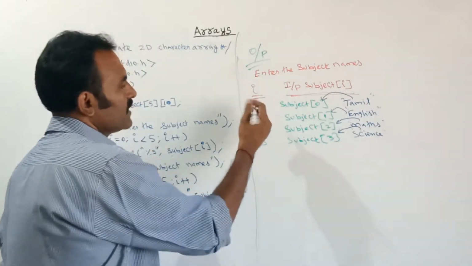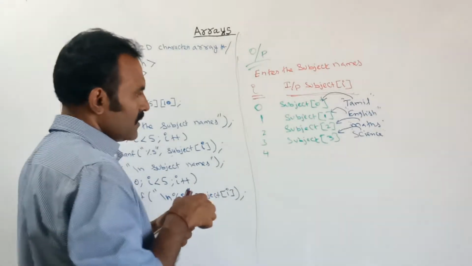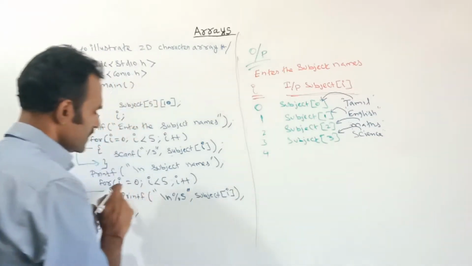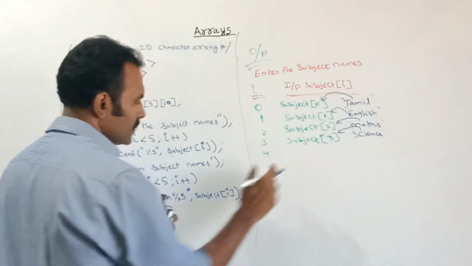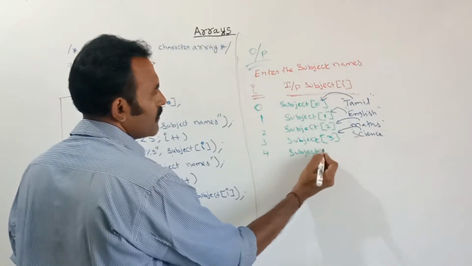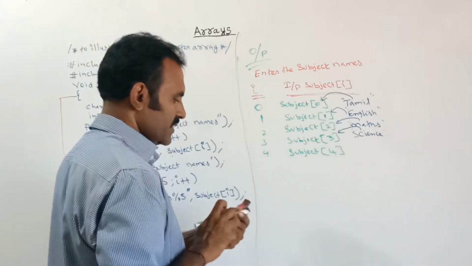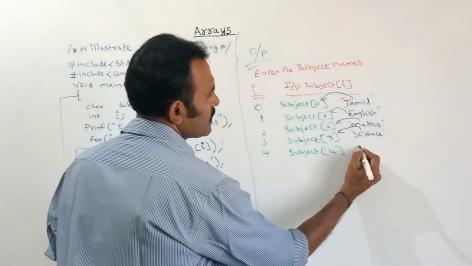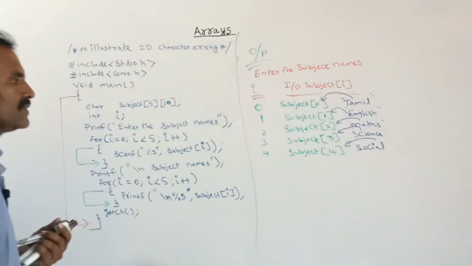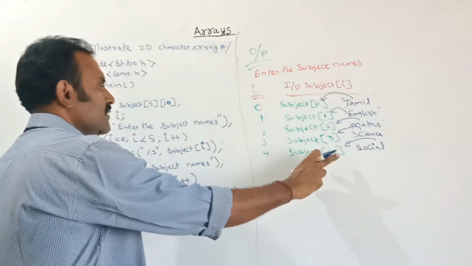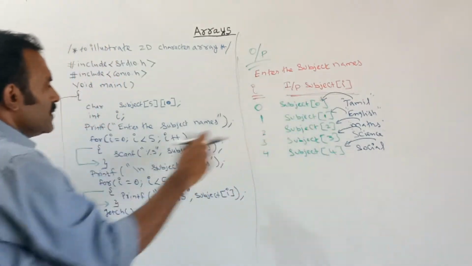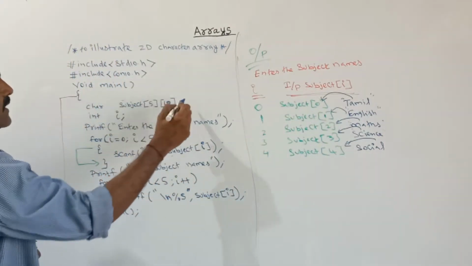In same way, after that the ith value will be 4. Once the ith value is 4, this condition is also true. Next it comes inside, here I am getting the input to the variable subject of fourth position. Suppose you are giving social, this subject name social will be stored to the variable subject of fourth position. So in this way we can give the input to the variable, that is a two-dimensional character array, we can store in this way.